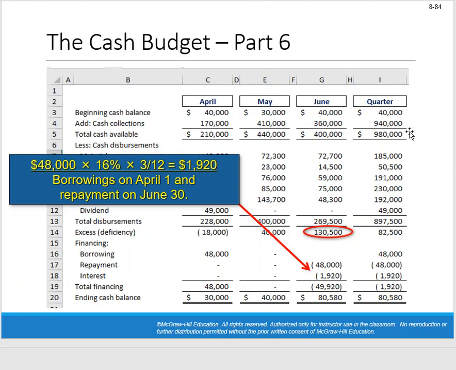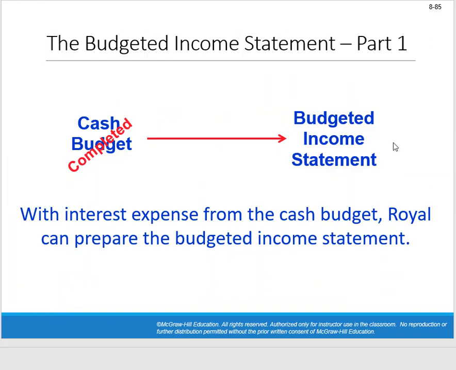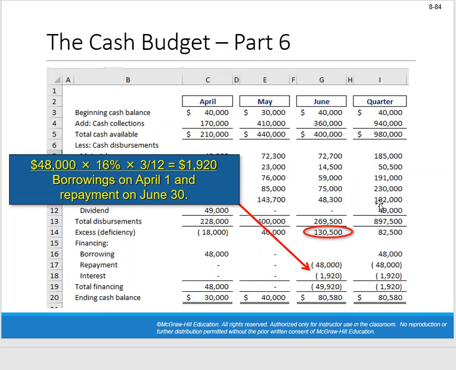We can add our cash collections across, and then our total cash available is $40,000 plus $940 equals $980. These disbursements can all be added across. And then our excess or deficiency will be 980 minus 897,500. Our borrowing is the 48,000. Our repayment is negative 48,000. Our total financing nets out to 1,920. So that's what it ultimately cost us to have the financing. So the interest is what shows up there ultimately.